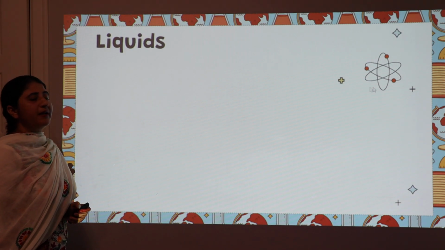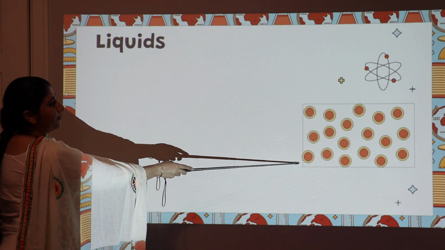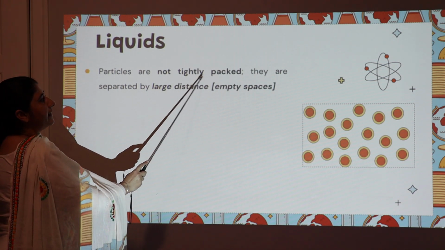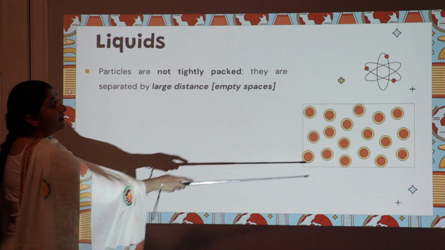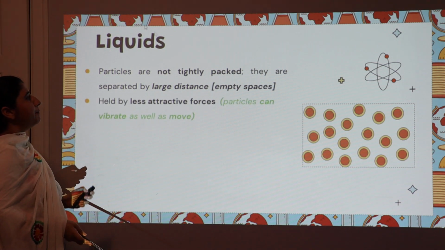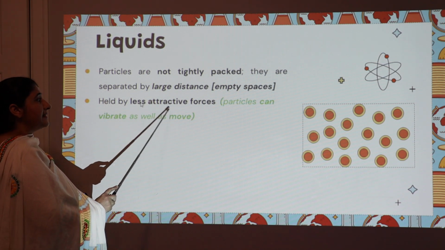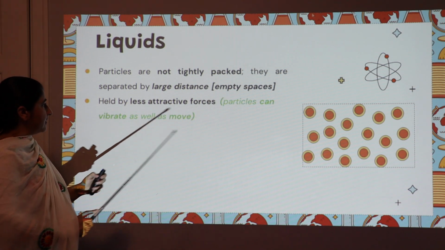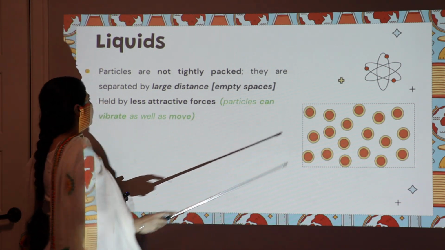The second state of matter is the liquid state, in which the particles are arranged like this. It is clearly seen that the particles are not tightly packed. They are separated by a large distance, which means there are large empty spaces in between. Due to the presence of large empty spaces, the particles are held by weaker attractive forces. This means the particles can vibrate about their own positions and they can move, passing over one another.